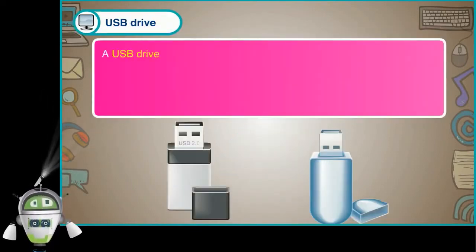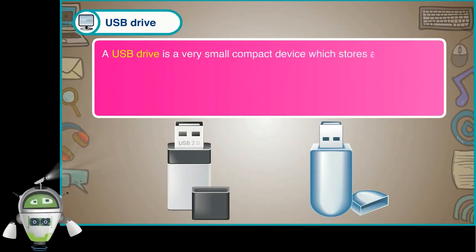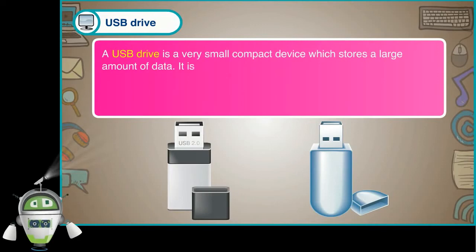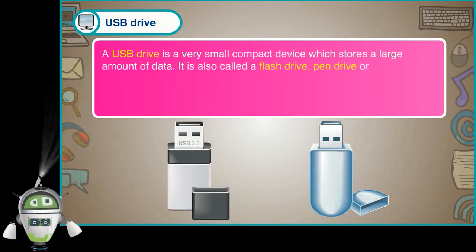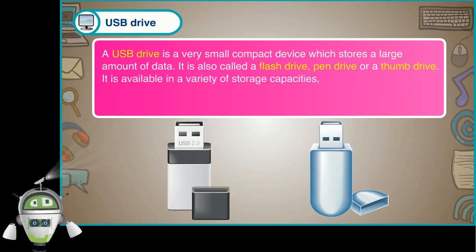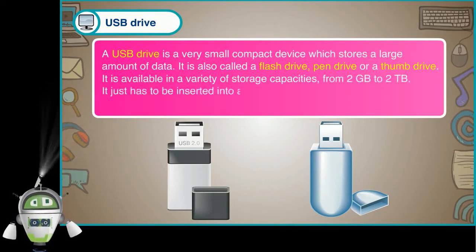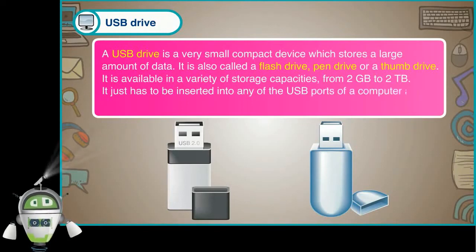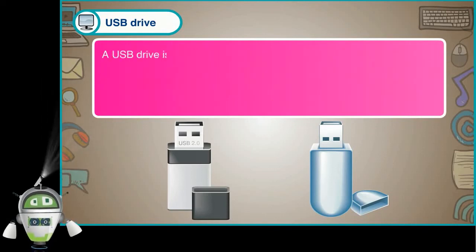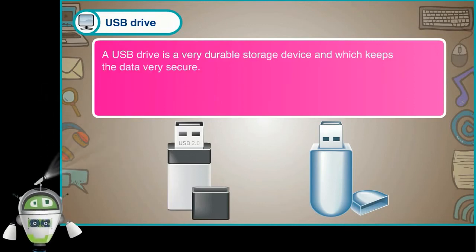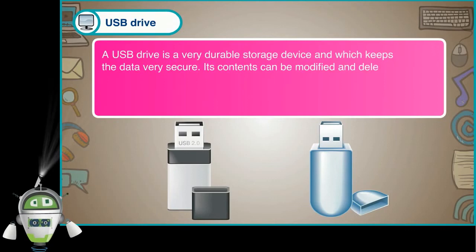USB drive. A USB drive is a very small, compact device which stores a large amount of data. It is also called a flash drive, pen drive, or a thumb drive. It is available in a variety of storage capacities, from 2 GB to 2 TB. It just has to be inserted into any of the USB ports of a computer and the data saved on it can be accessed and used easily. A USB drive is a very durable storage device and keeps the data very secure. Its contents can be modified and deleted by the user and data can be rewritten.